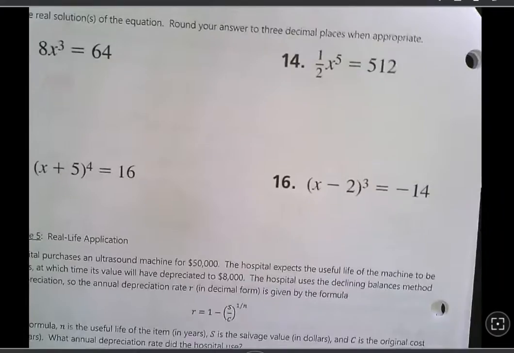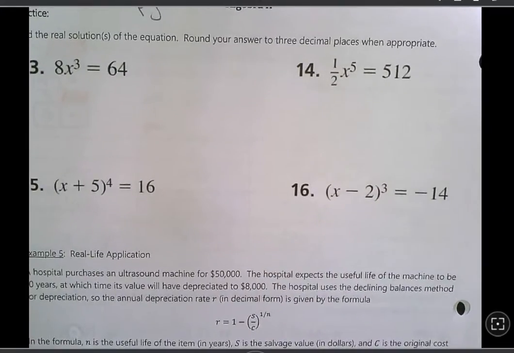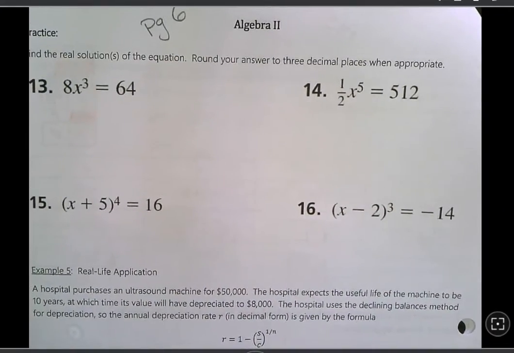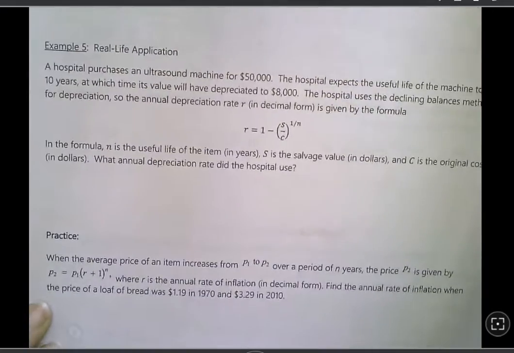Okay, so flip your pages over. There are 4 practice problems on this side. Make sure to complete those. This is on page 6 of your notes. We're going to do one more problem.